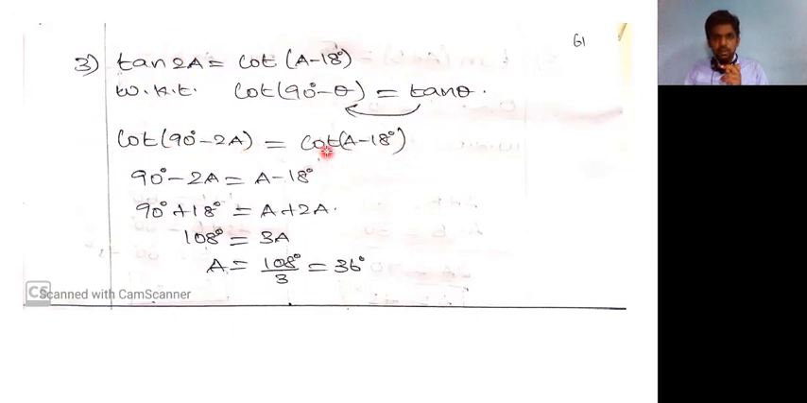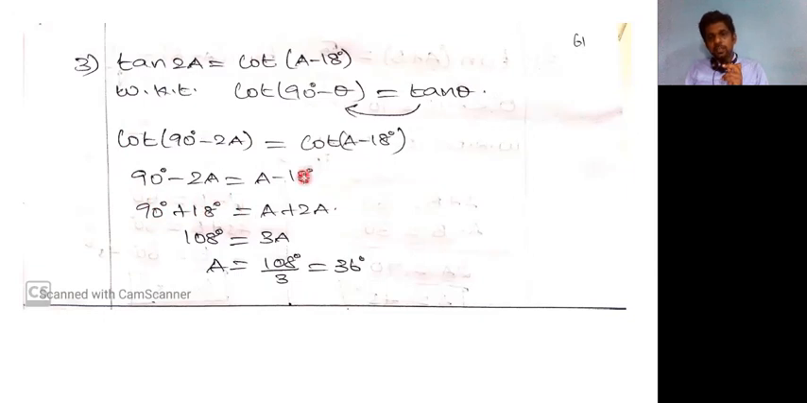So here both the sides are cot. We can compare the angles. These two angles should be the same, because both the trigonometric ratios are cotangent. So 90 − 2A should be equal to A − 18. Please note that we are not cancelling the trigonometric ratio, we are not cancelling cot here. We are comparing the angles. If the values of the two ratios are equal, then the angles should be equal. Therefore, we write 90 − 2A is equal to A − 18.